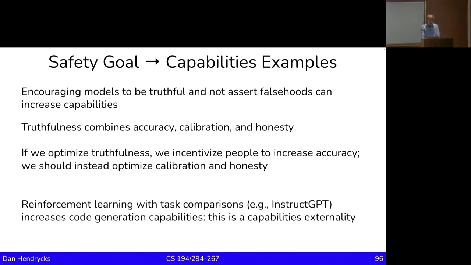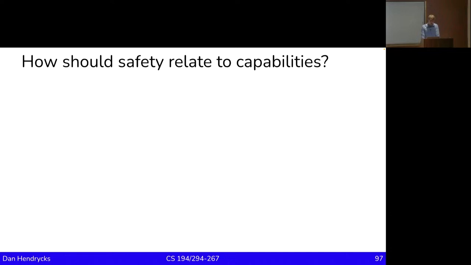Another example is if you do something like RLHF, that increases code generation capabilities. So if you make it RLHFable, then it's also useful for code stuff. That makes it generally more capable. Then it can write better code. It can also write more malicious software. Boy, what a mess this safety versus capabilities distinction is.